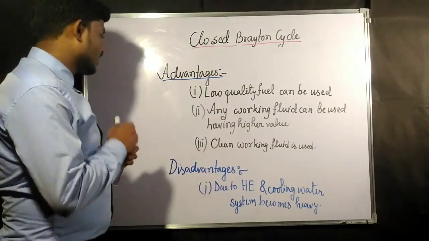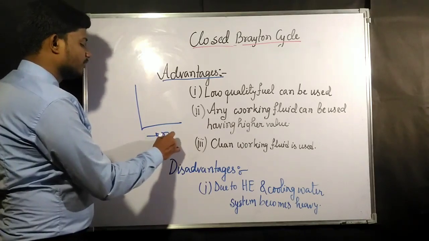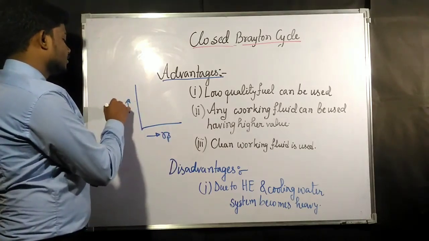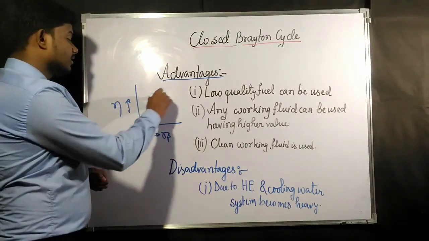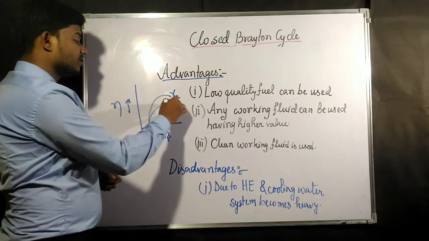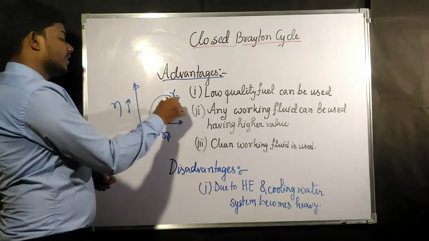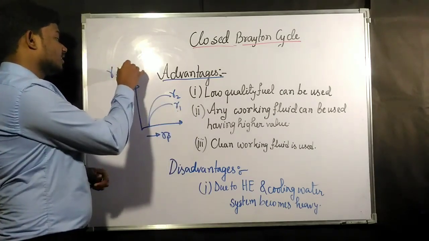As we have said, if you remember the diagram, if the pressure ratio increases, the efficiency is also going to increase. And this is the efficiency with a higher gamma value or higher adiabatic index. That means gamma 2 is greater than gamma 1.